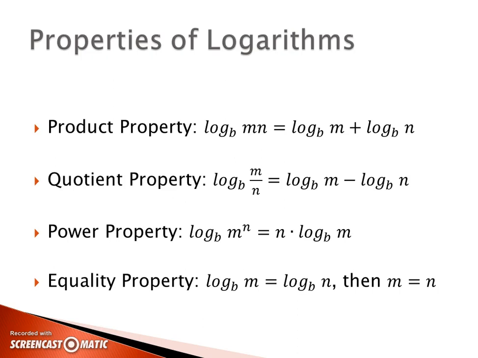The quotient property: log base b of m divided by n would become log base b of m minus log base b of n. And then the power property: log base b of m to the nth power is actually equal to n times log base b of m. And then finally, the equality property: log base b of m equal to log base b of n really means that m equals n because they have the same log with the same base.